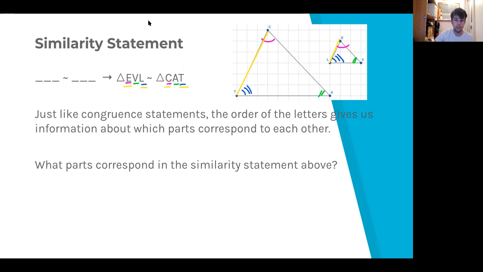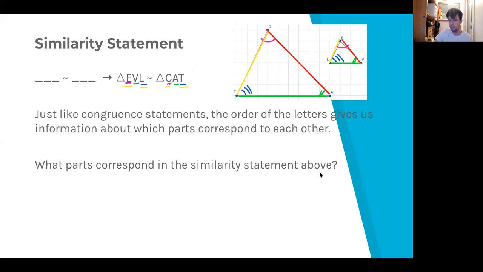Just to finish out the rest of them, right? CA are the first two letters, should go with EV. So CA, EV. And then our final answer here, TA or AT goes with VL. AT, VL. So the order that we write these names is important. If you're given a similarity statement, you need to take the information out of that statement to know what parts go together. And when you're writing the statement, you need to be careful that you do write it in this corresponding manner.